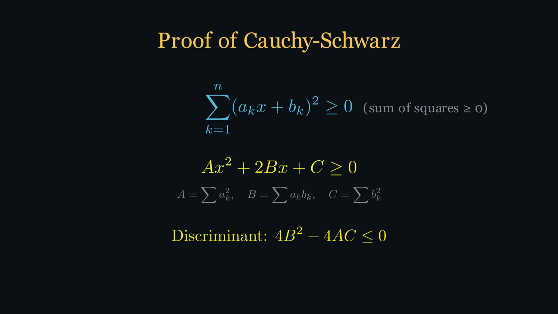For this quadratic to be non-negative for all x, its discriminant must be non-positive. 4b squared minus 4ac is at most 0. b squared is at most a times c. That's Cauchy-Schwarz. The entire proof fits at the back of an envelope.